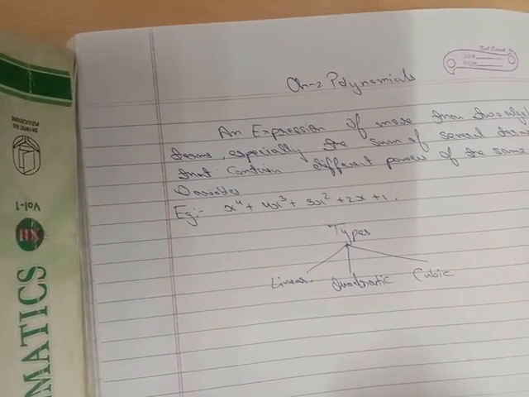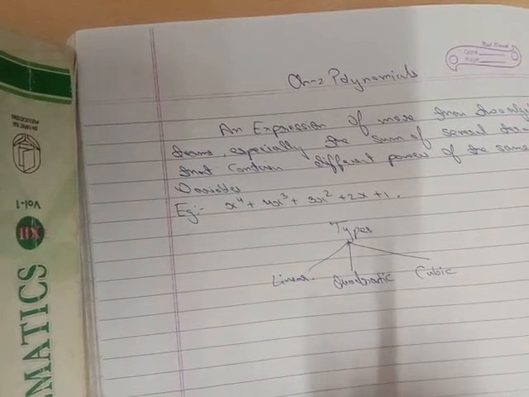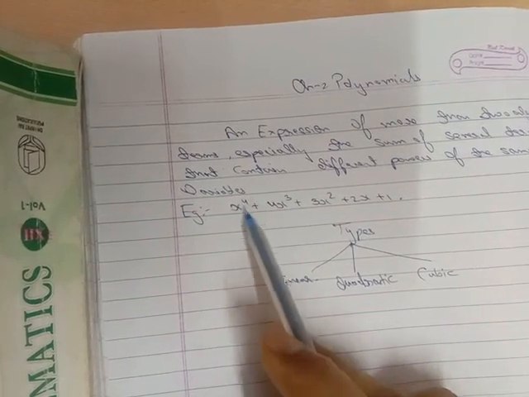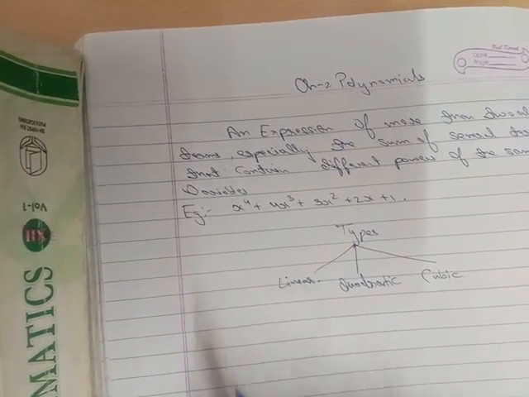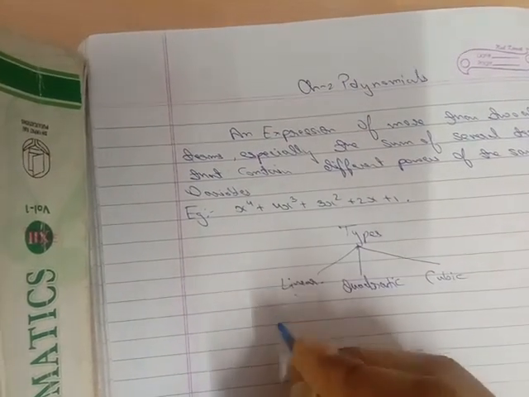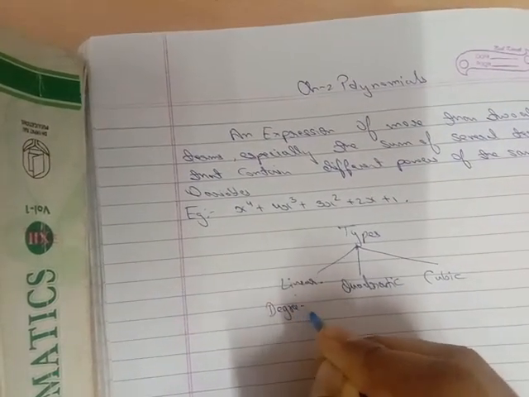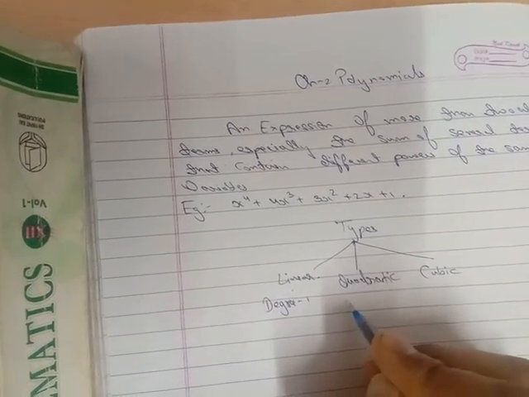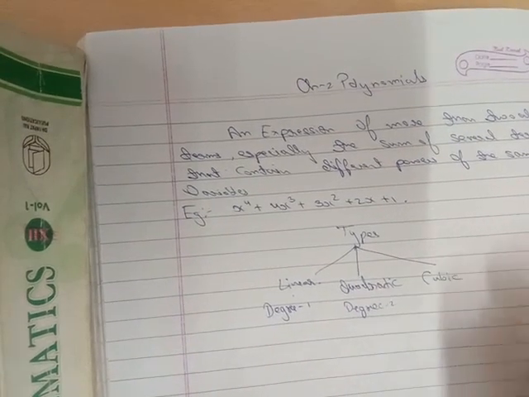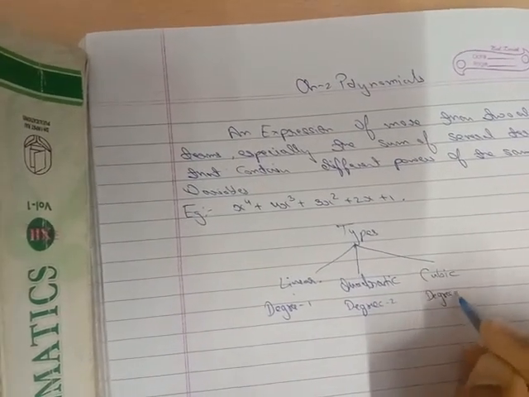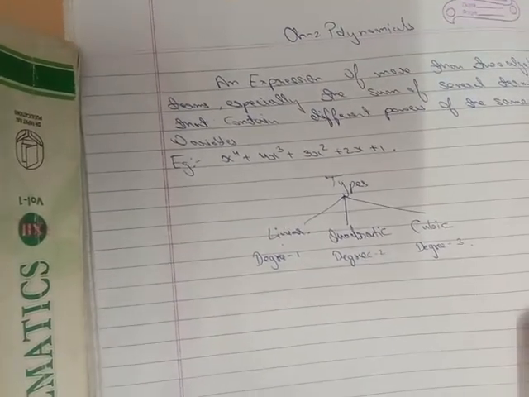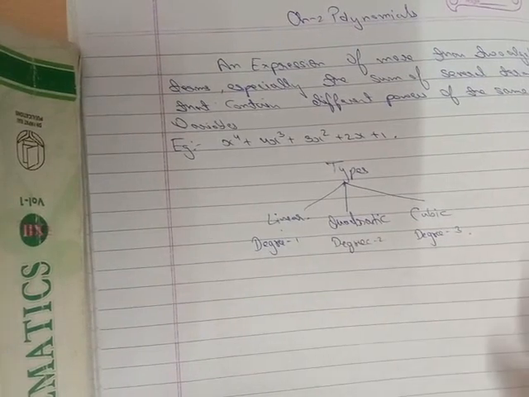So what is the degree? Degree is the power of the polynomial, the highest power of the polynomial. Suppose the example is given, what is the highest power? You see, 4 is the highest power. So the highest power is called the degree. Now 4 is there. In linear, only one degree is there. Here degree is 1. In quadratic, degree is 2. And in cubic, degree is 3. So we can identify whether the polynomial is linear, quadratic or cubic.